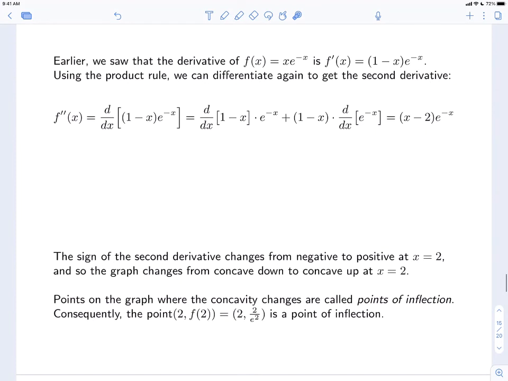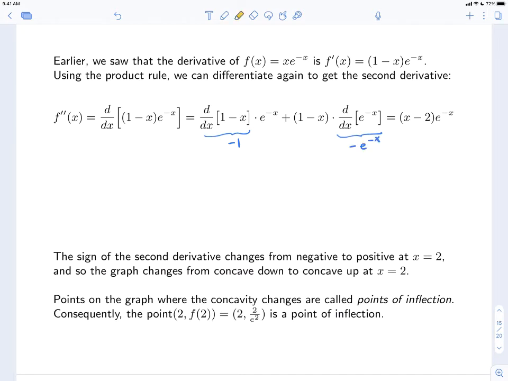Well, we already computed the first derivative earlier. f prime of x is 1 minus x times e to the negative x. So now, using the product rule, we differentiate again and get the second derivative. So the second derivative is the derivative of 1 minus x times e to the negative x. Using the product rule, that's the derivative of 1 minus x, the derivative of the first times the second, plus the first times the derivative of the second. Now, the derivative of 1 minus x, that's 0 minus 1. And the derivative of e to the negative x, that's minus e to the negative x.